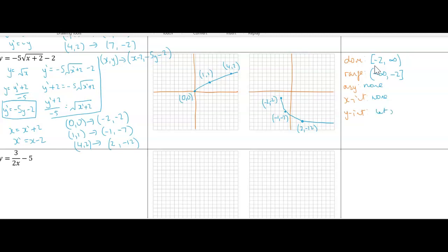So let's let x equal 0. So what's our function? Negative 5 square root of 0 plus 2 minus 2. So we're going to have negative 5 root 2 minus 2. And just leave it as an exact value. All right. We know it's got to be somewhere between negative 7 and negative 12. We know it's close to 9, but it doesn't matter. We can just say, well, if I've graphed those other 2 points correctly, it's roughly there. So that point there is 0, negative 5 root 2 minus 2.